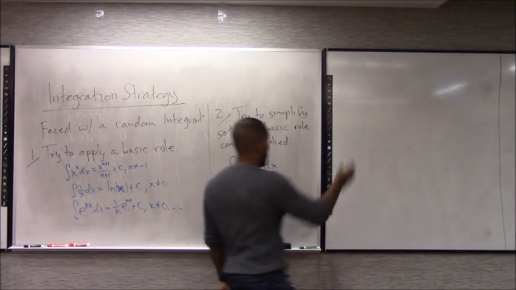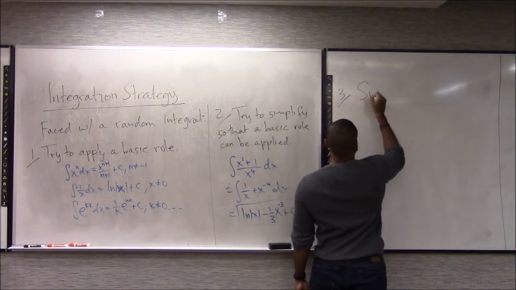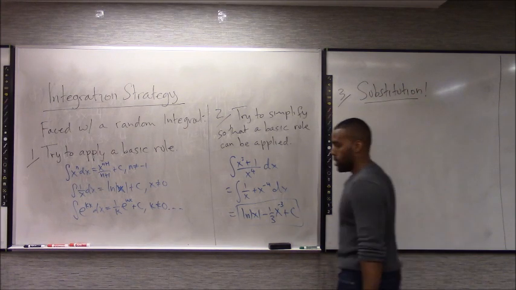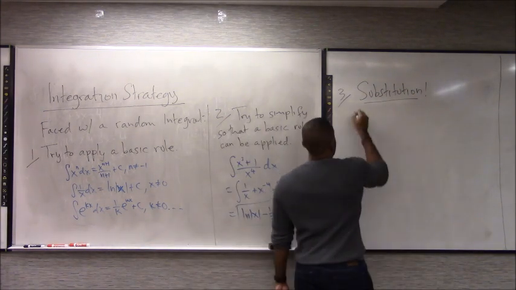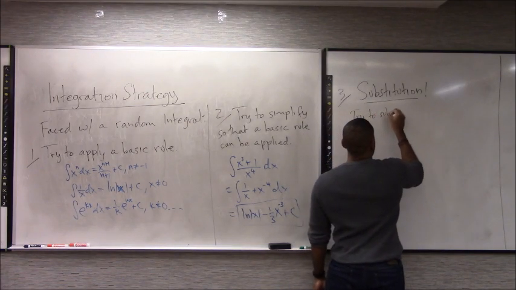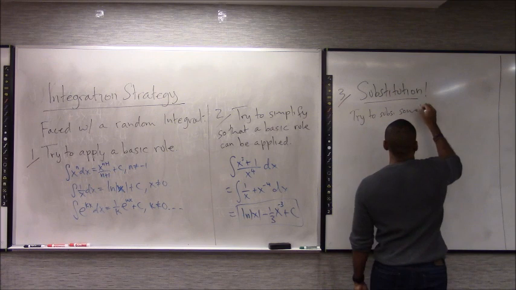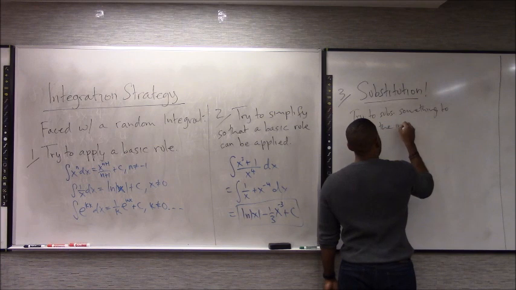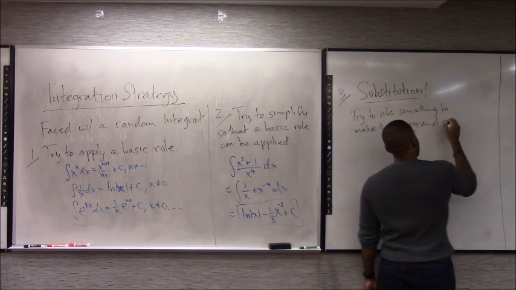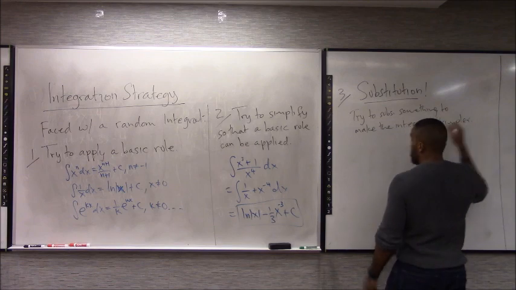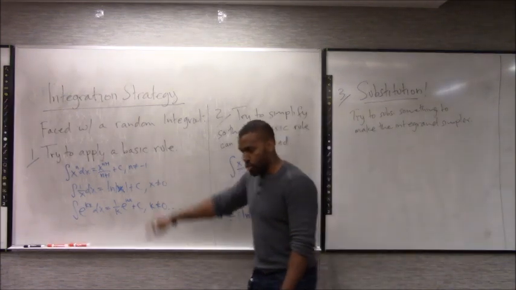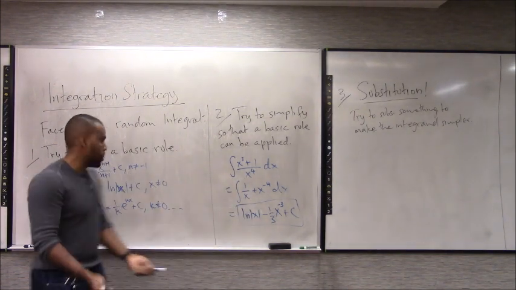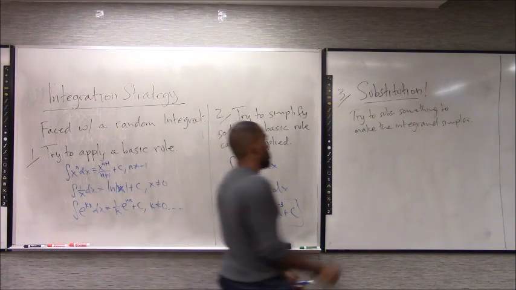The third thing you think about is substitution. It's always the third thing you think about. Try to substitute something to make the integrand simpler. Now, simpler for us simply means it looks like a basic rule, right? So you have something complicated, you do a substitution and suddenly it looks like 1 over u. Oh, now it looks like a basic rule.